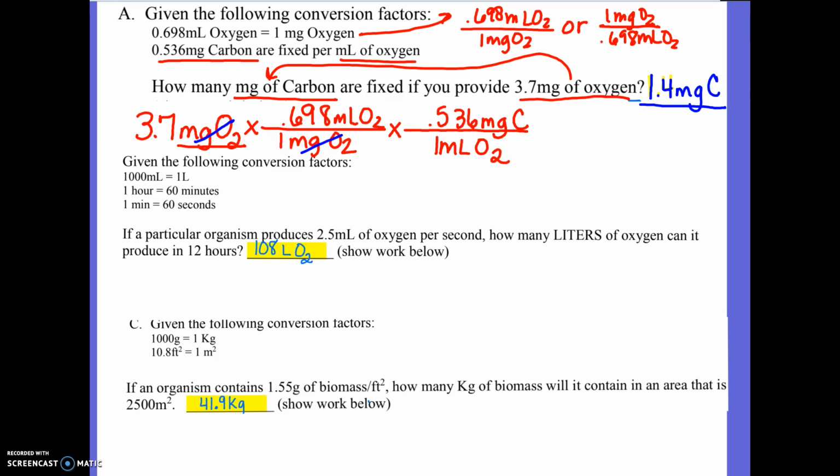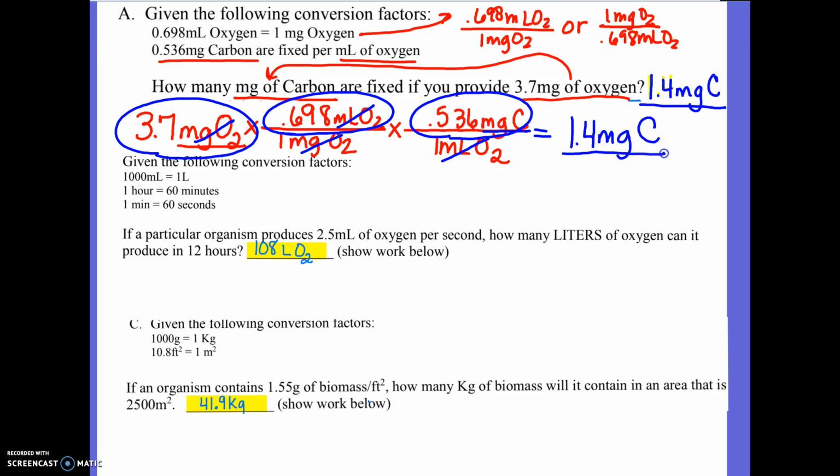Now, double checking my work, I see that milliliters of oxygen will cancel, and my answer will be in milligrams of carbon. And I will work my way across and do 3.7 times 0.698 times 0.536, and I will get my answer of 1.4 milligrams of carbon.